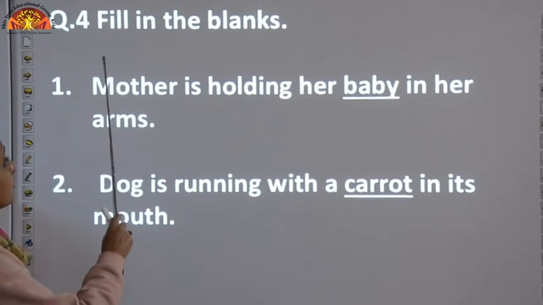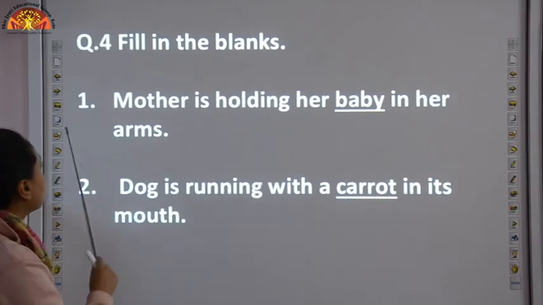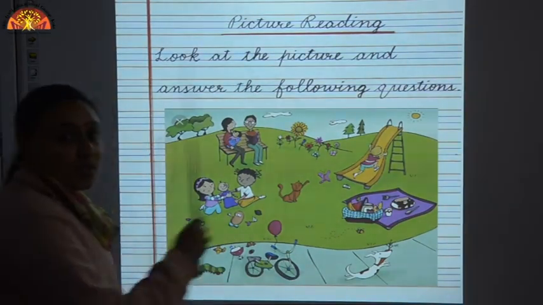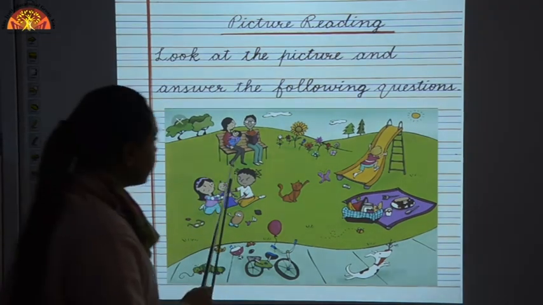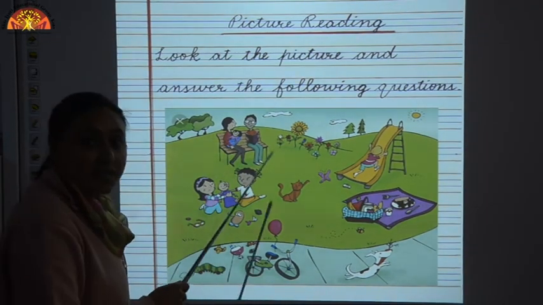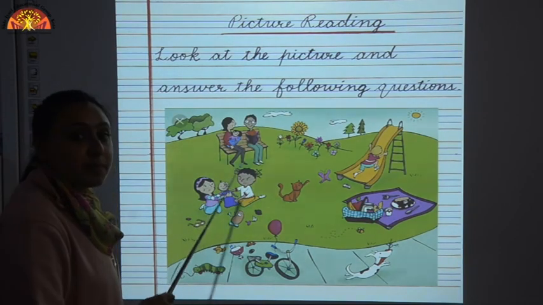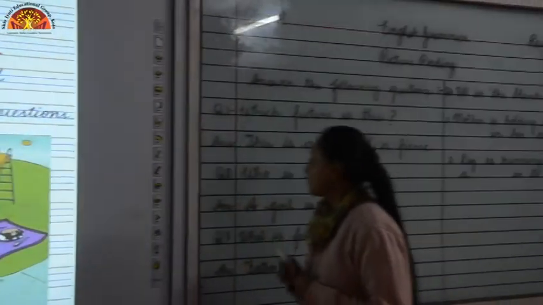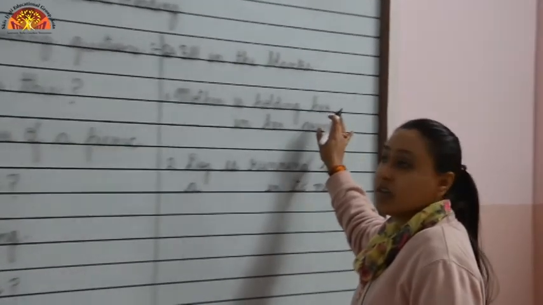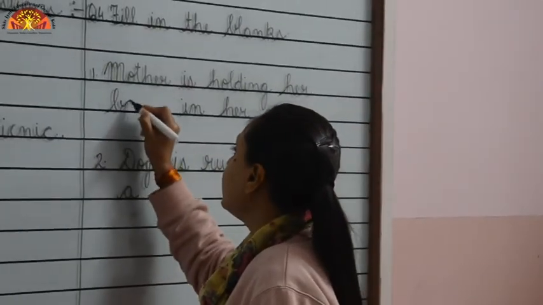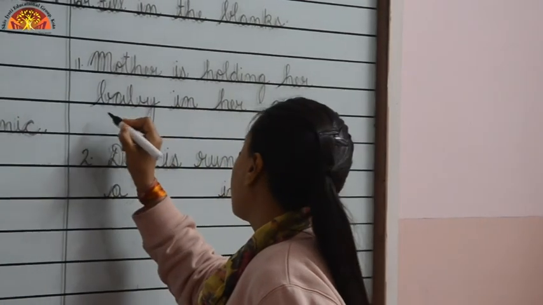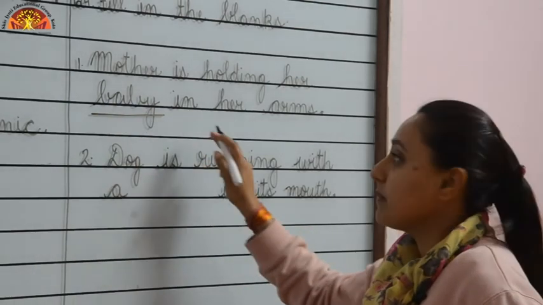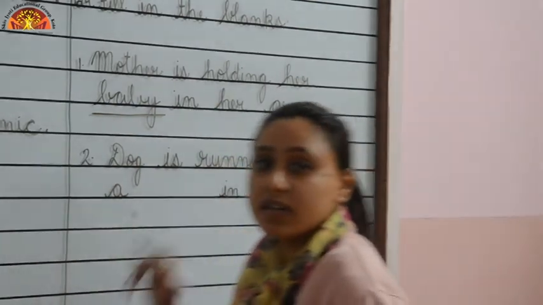Now we will do fill in the blanks based on this picture. Number 1 is, mother is holding her dash in her arms. So look here children, what can you see? Here you can see mother. What is mother holding in her arms? Mother is holding her baby in her arms. Okay, I'll write it here for you. Mother is holding her baby in her arms. Okay, the spelling of baby is B-A-B-Y, baby. Mother is holding her baby in her arms.